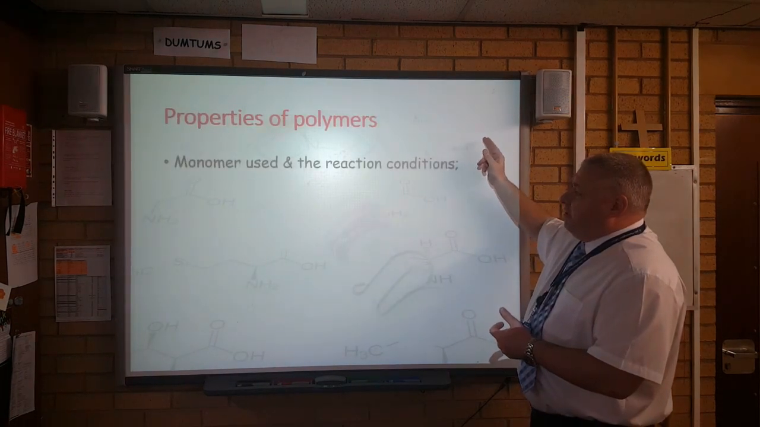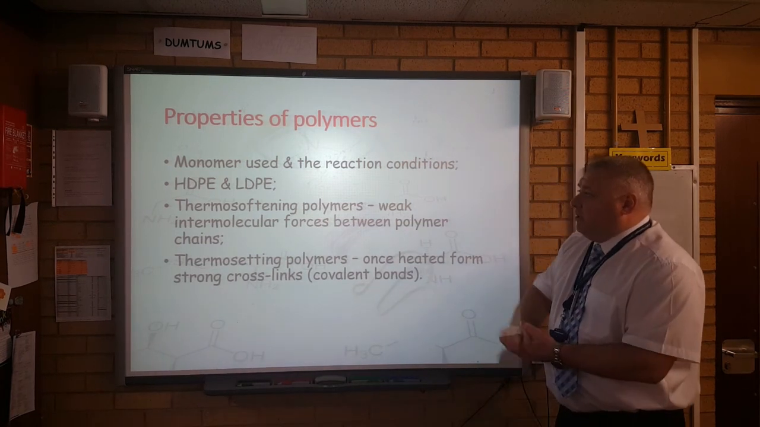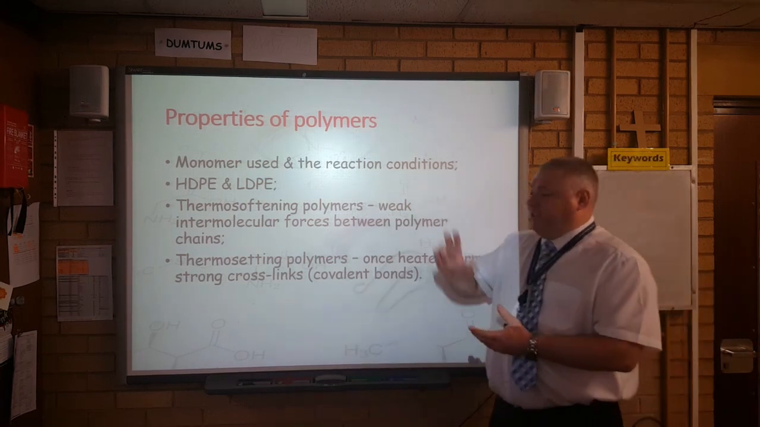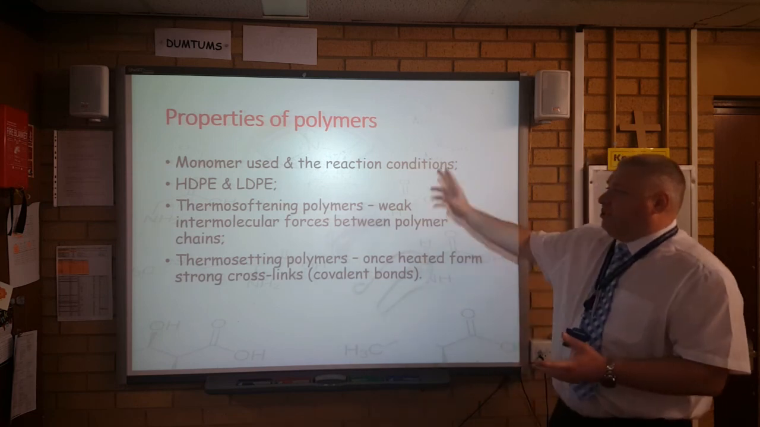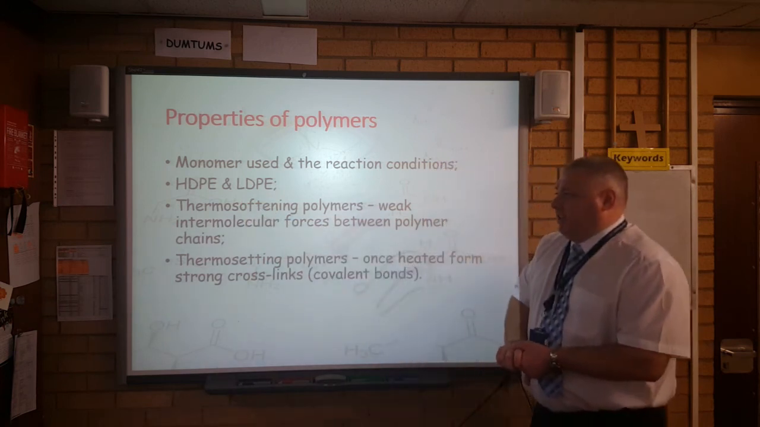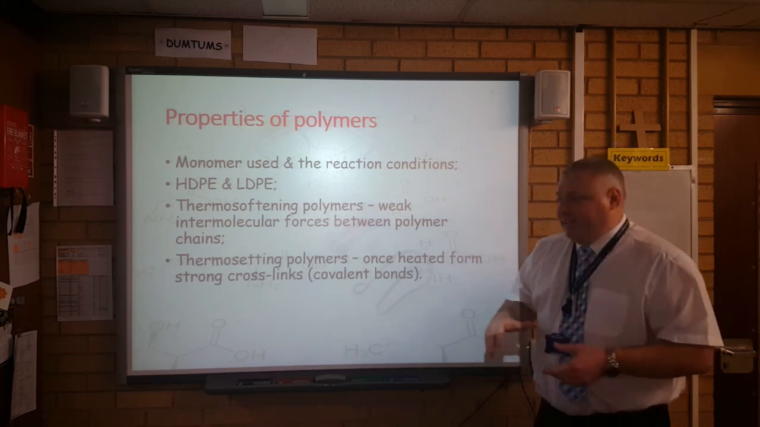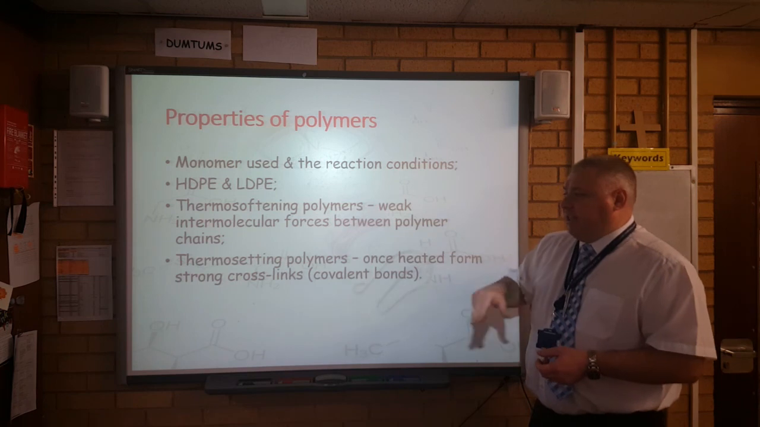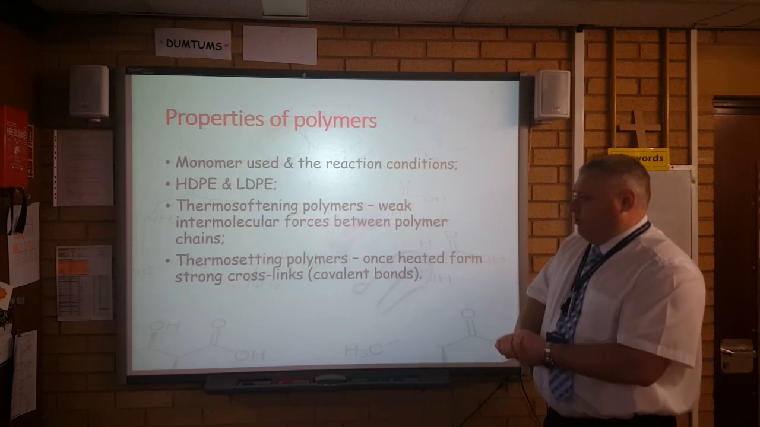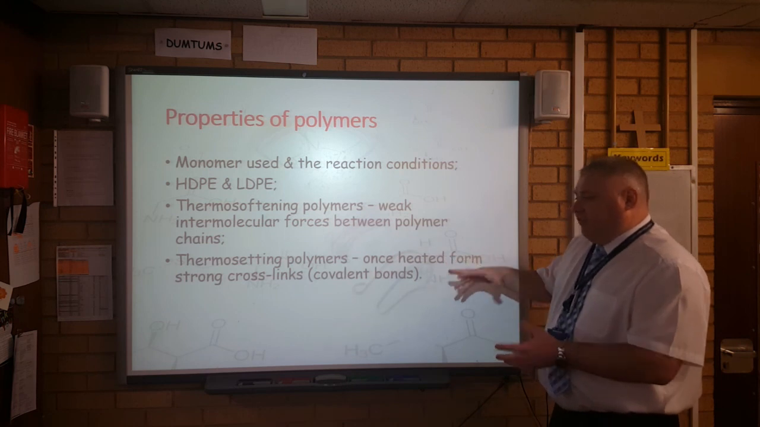So to summarize, the properties of polymers, okay, are determined by the monomer that's used, okay, and also the reaction conditions. And when you're talking about the different reaction conditions, you're going to talk about high density and low density polythene. Okay. We've also talked about thermosoftening polymers. These are polymers where the individual polymer molecules are held together by weak intermolecular forces between the individual molecules. Okay. Whereas thermosetting polymers, once they've been heated once, form strong cross-links.